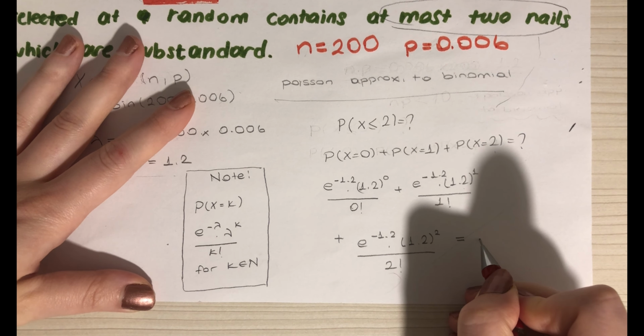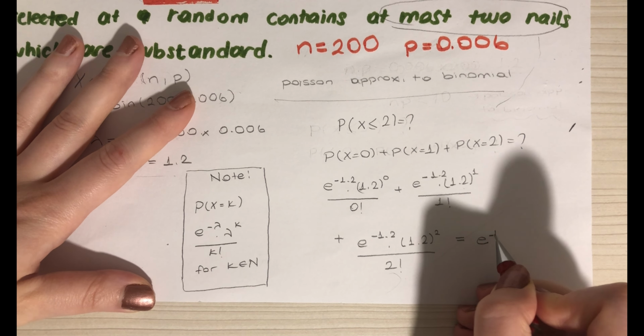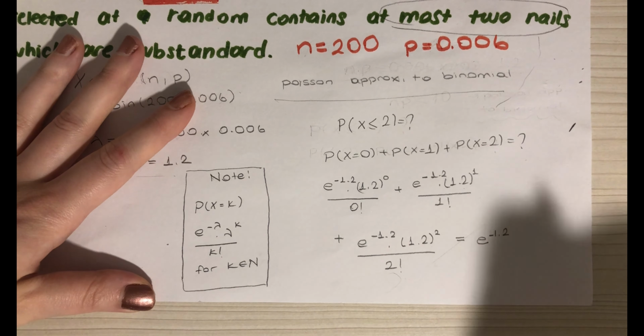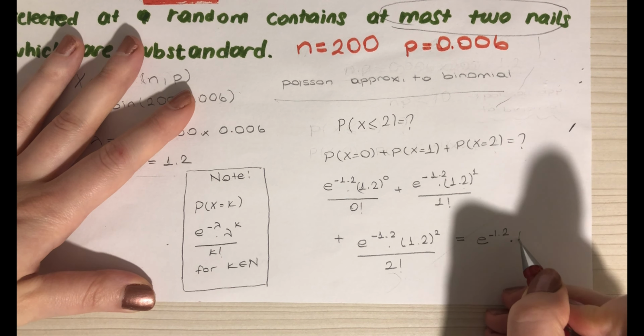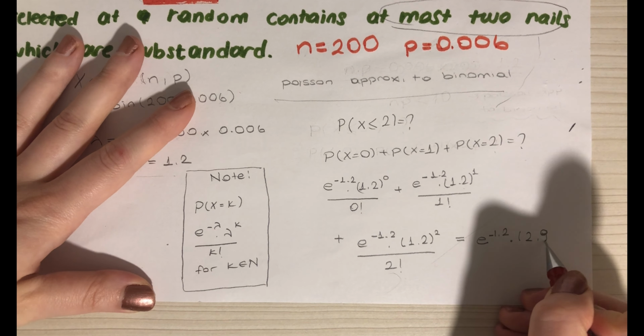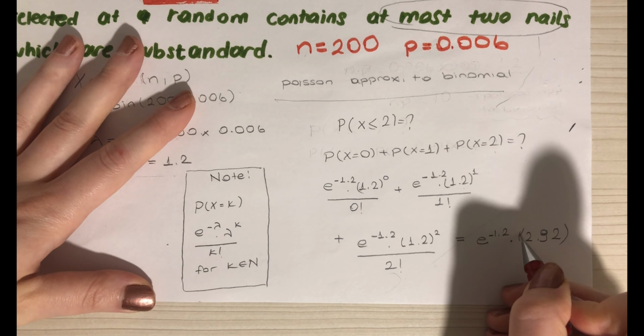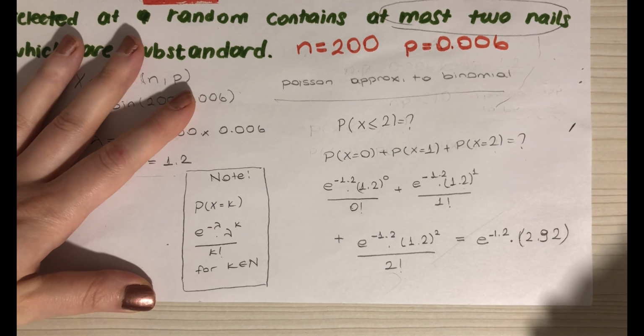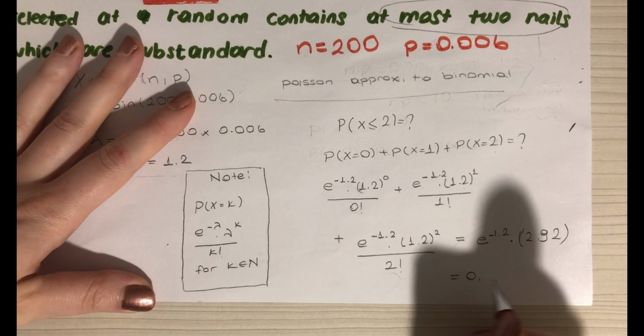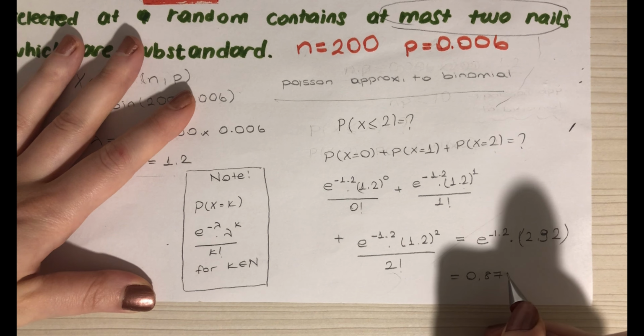And since I didn't want to lose much time here, I calculated these on my own, and I can say that the answer is e to the power minus 1.2 times 2.92, and this would approximately be 0.8795 based on my calculations.